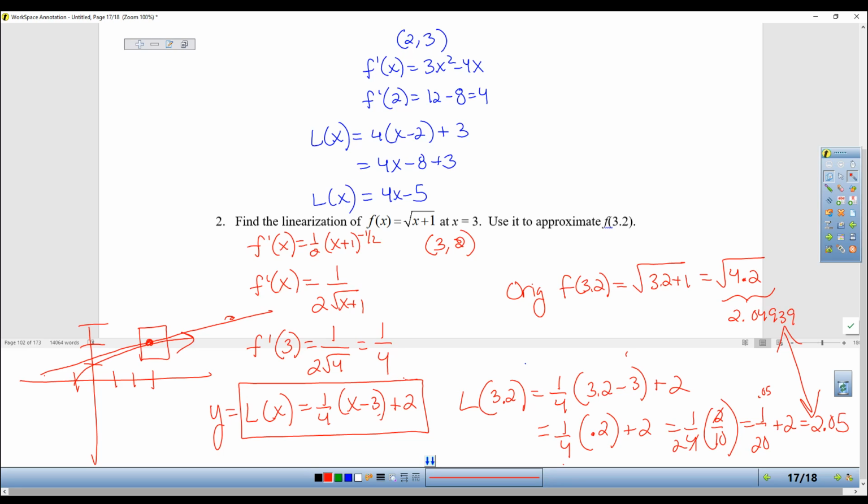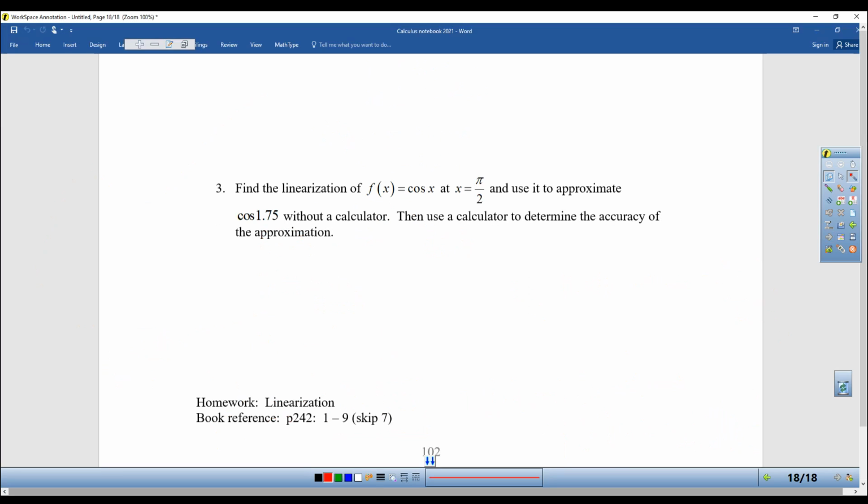So it is a pretty amazing feature, but this is why they call it linearization, because if you blow up any part of a curve, no matter how curvy, if you make it small enough, it actually just looks like a line. All right, last one. Find the linearization of, what is that code for? That's just the equation of the tangent line.